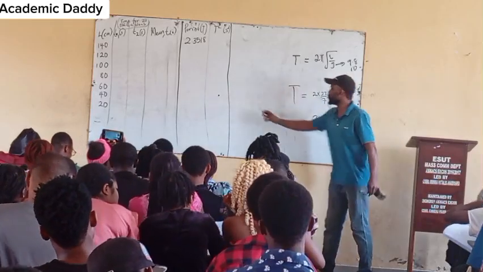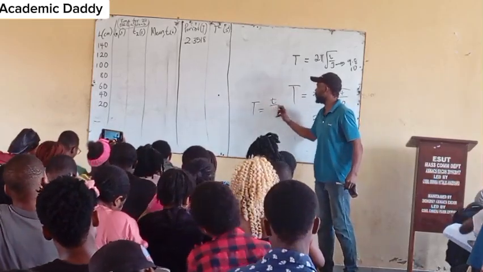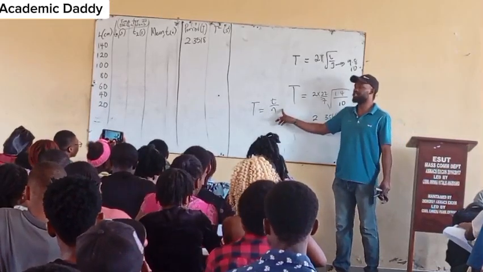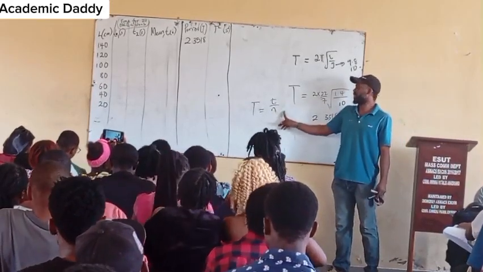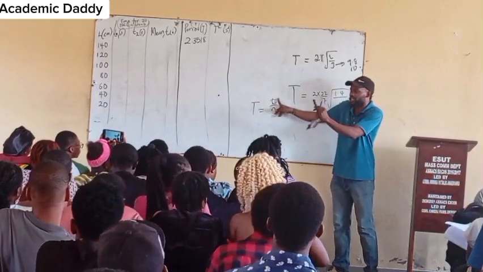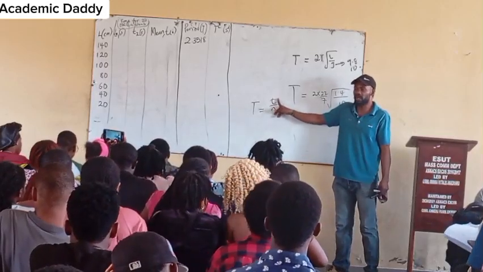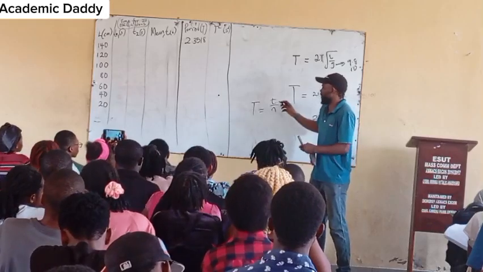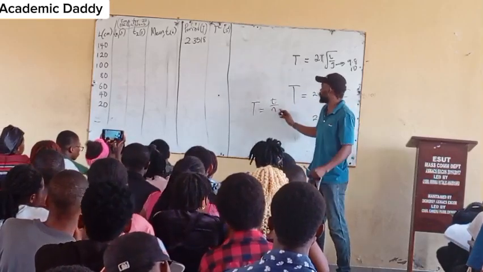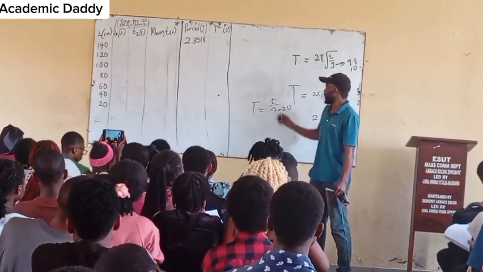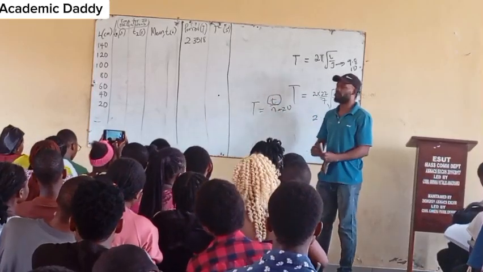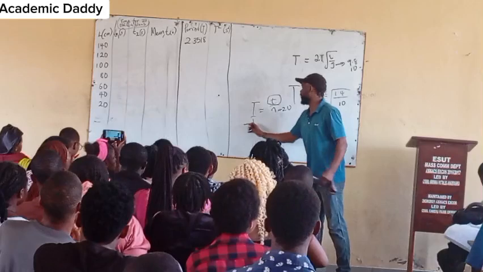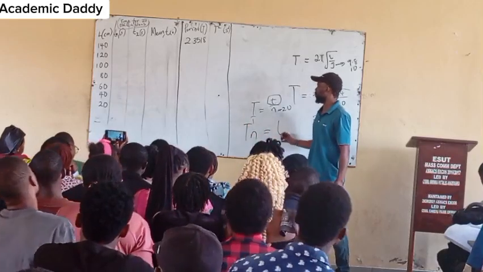Do you remember that T is also equal to t over n? And that n is the number of oscillations, Jimmy? Now, t is the time you were checking. Notice something. If I choose to make this the subject of the formula, you will see that it simply means t times n is equal to t.